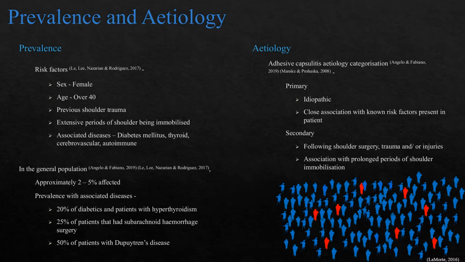Referring to etiology, adhesive capsulitis is categorized into two types, primary and secondary. Primary is idiopathic, with development of the disability closely associated with the risk factors present in the patient. Secondary adhesive capsulitis is due to previous shoulder trauma, whether that be surgery and/or injuries. Development is also associated with prolonged periods of shoulder immobilization.